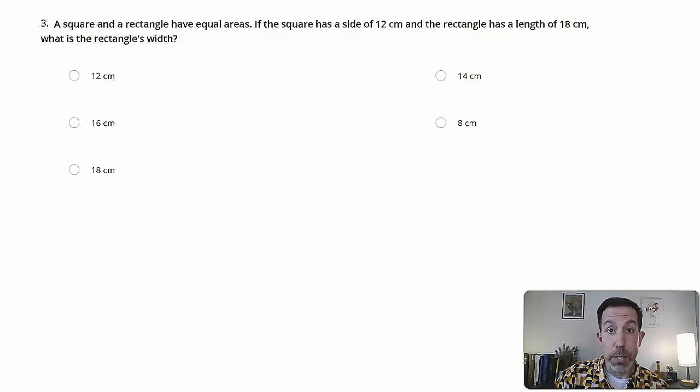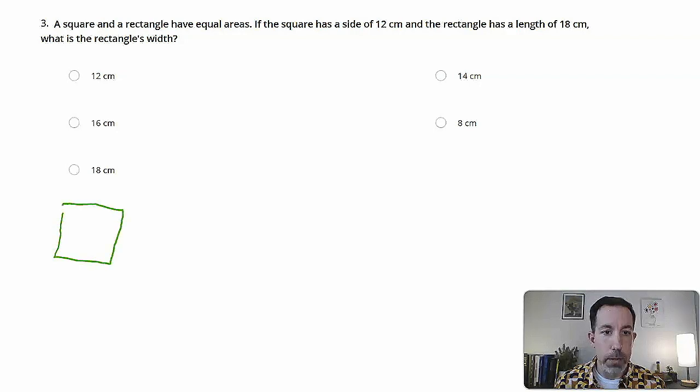Well, we've got two shapes here, a square and a rectangle. And maybe you don't remember the properties of these shapes, so let's cover that first. So a square is a four-sided shape where all the angles are right angles and all the sides are equal. We're told that this square has a side of 12. That means that this side is 12 and this side is 12 and even this side also 12. So that's our square. Now a rectangle, what is that?